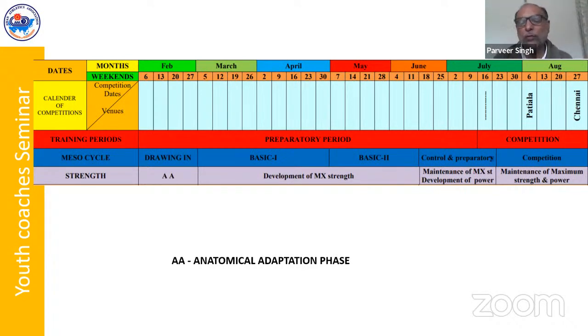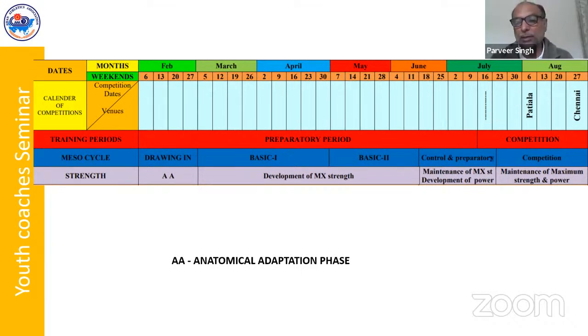So why do we want to go for strength endurance or hypertrophy or this type of training in the beginning? What is the reason? For the conditioning, I think. Yes, you are right, conditioning. And why do we need conditioning in the beginning? Injury prevention. Yes, injury prevention.